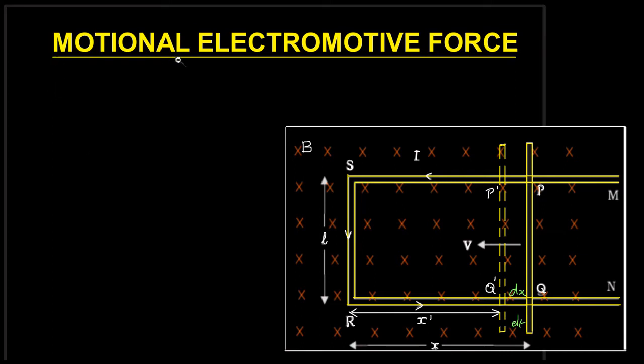Motional electromotive force. We know, according to Faraday's law of electromagnetic induction, whenever a coil is associated with a varying magnetic field, an EMF is induced in the coil. Here we explain, when the magnetic field remains constant and the area of the coil is varied, then also EMF is induced in the coil. Look at the diagram.